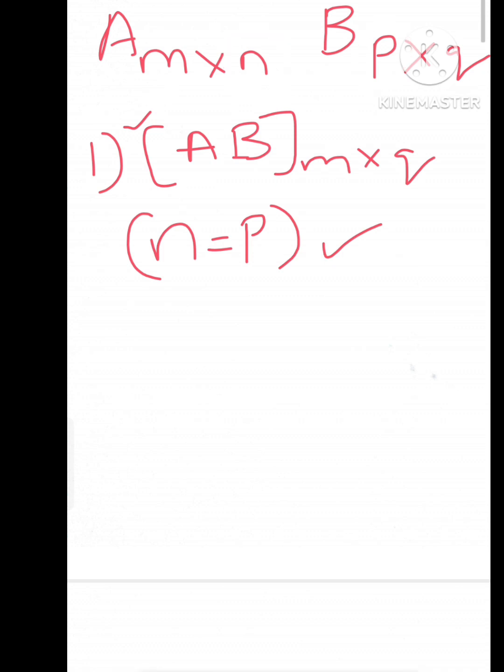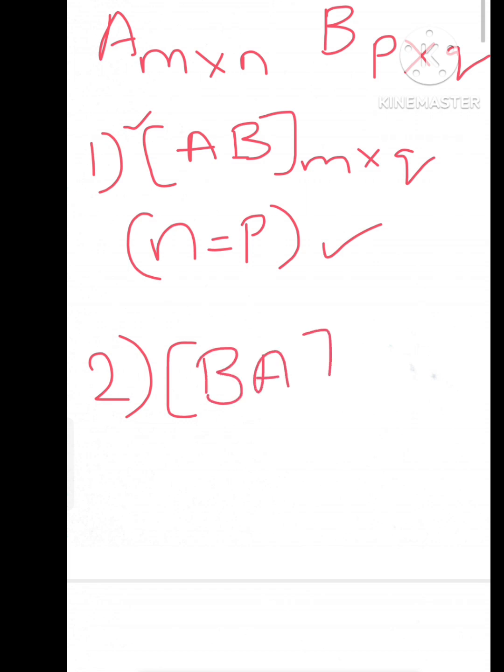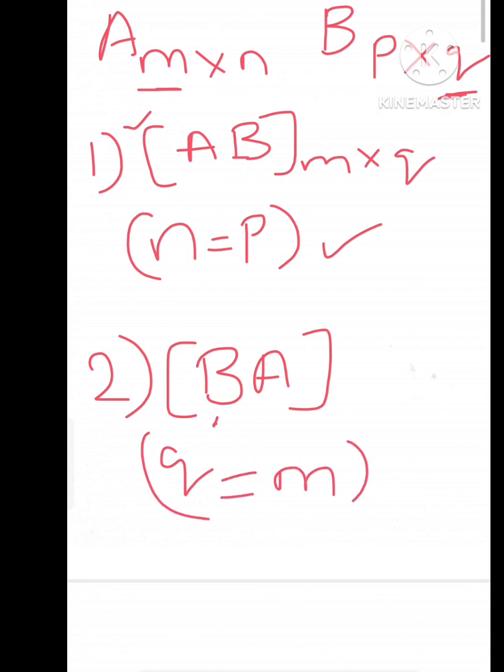And for the second one, if we want to multiply B and A, then the columns of the first matrix B must equal the rows of the second matrix, that is Q equal to M. Then only B into A multiplication is possible, with order P by N. This is the condition I have given here. I will give one example.